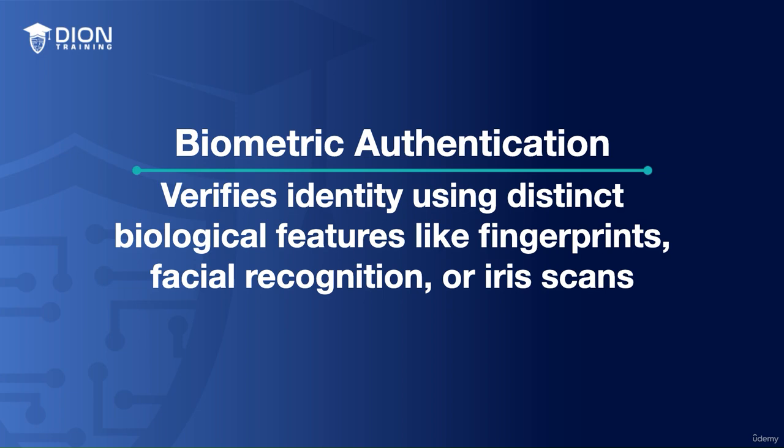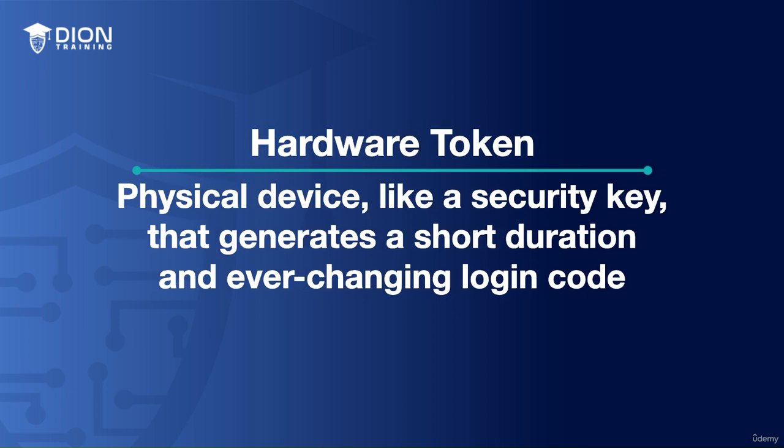Biometric authentication uses unique biological characteristics such as fingerprints, facial recognition, or iris scans to verify identity. If you use your fingerprint or your face to authenticate or unlock a device, that would be considered biometric authentication. Hardware tokens use physical devices like a security key that generate a short duration and ever-changing login code.